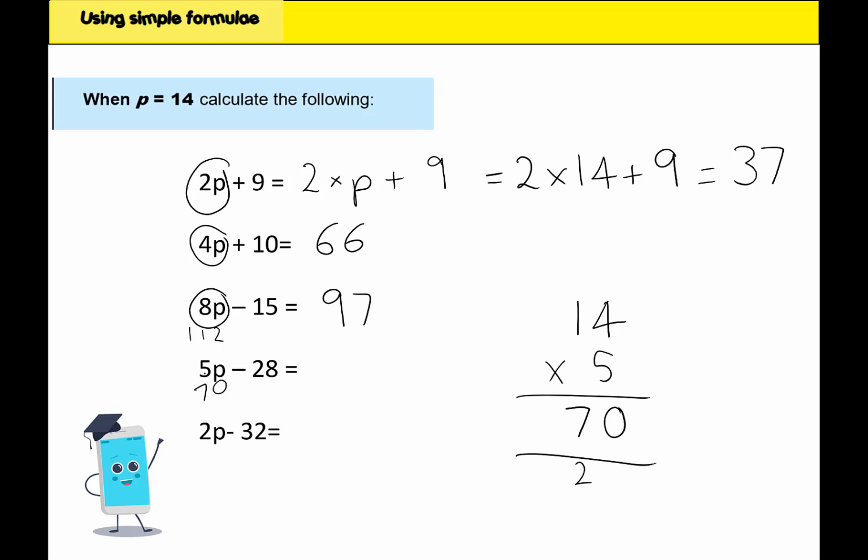Remember, 5P, you could also have done 10 lots of P mentally, which is 140, then halved it. That would have also given you 5P. Use what methods you can use confidently and, more important, accurately.